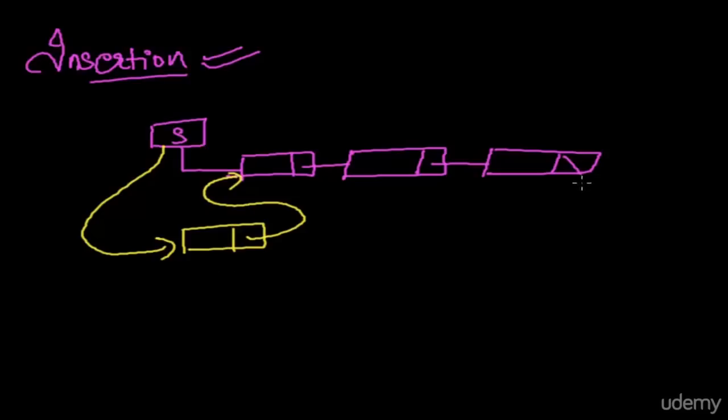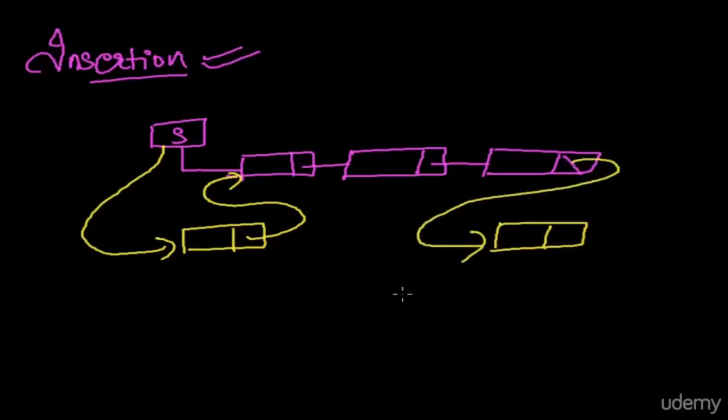If we want to insert into the end of the linked list, then we will create a temp node. Then we will overwrite this null by the address of this node, and then we will write null to this node.